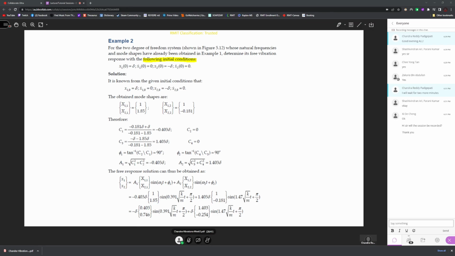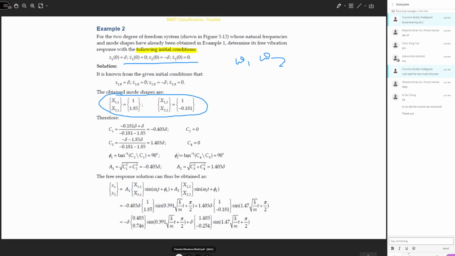So there's an example here. We have gone through this. The initial conditions are there. This is from the previous examples where we know omega 1, omega 2, and we know the mode shapes. In addition to these two, we also know the initial conditions as given here.